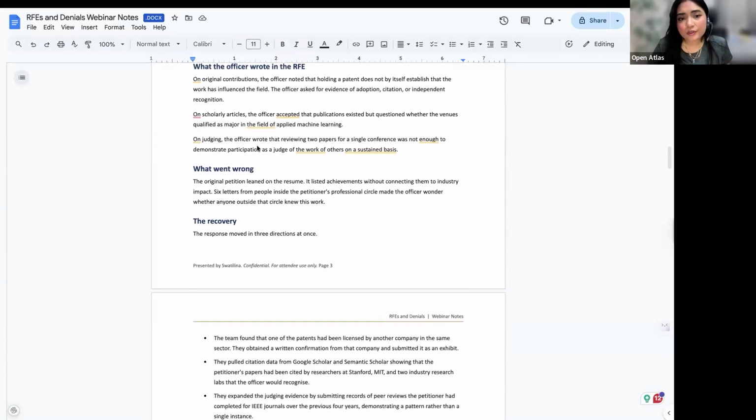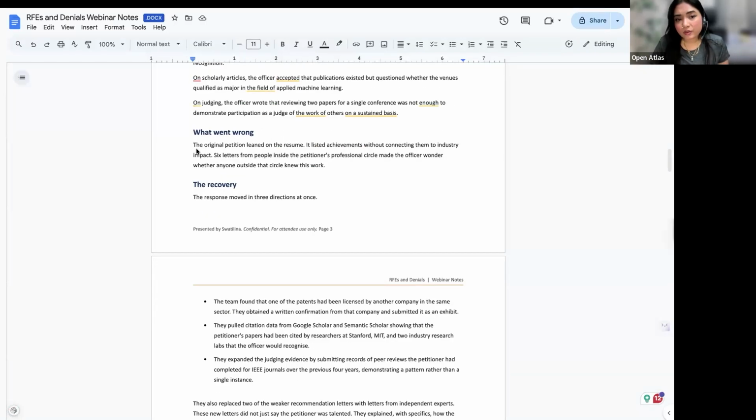On judging, the officer wrote that reviewing two papers for a single conference was not enough to demonstrate participation as a judge of the work of others. Yeah, this is very natural; you cannot just have two papers reviewed and submitted as judging. You must show more papers and other work you've been doing to showcase that you have subject matter expertise in that domain. Two papers won't be a great idea.